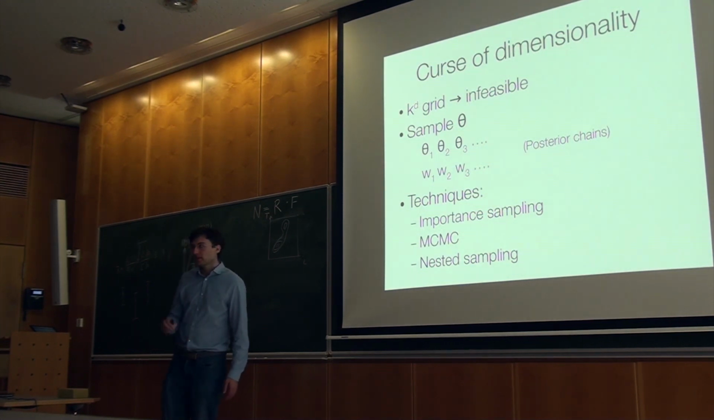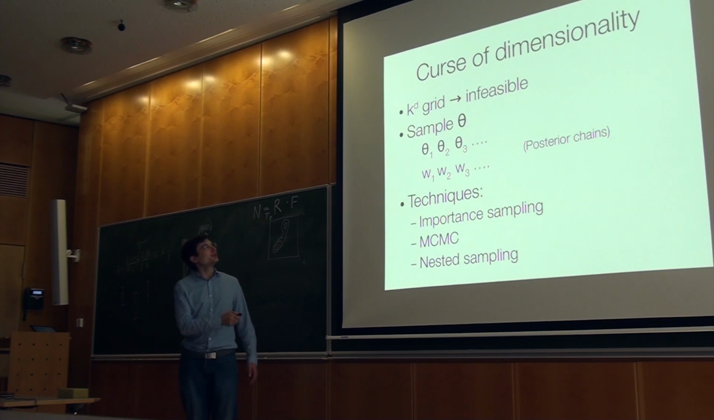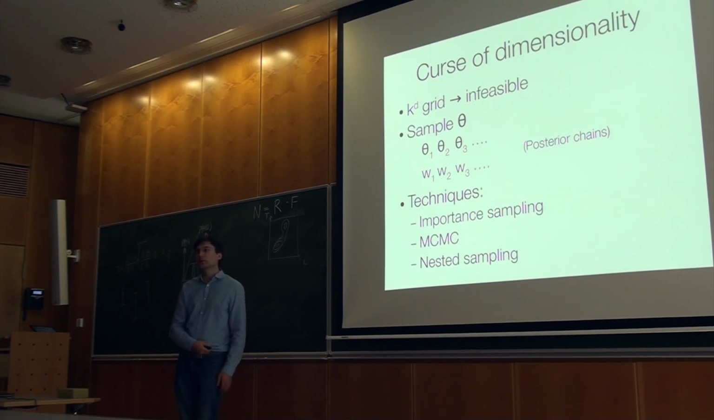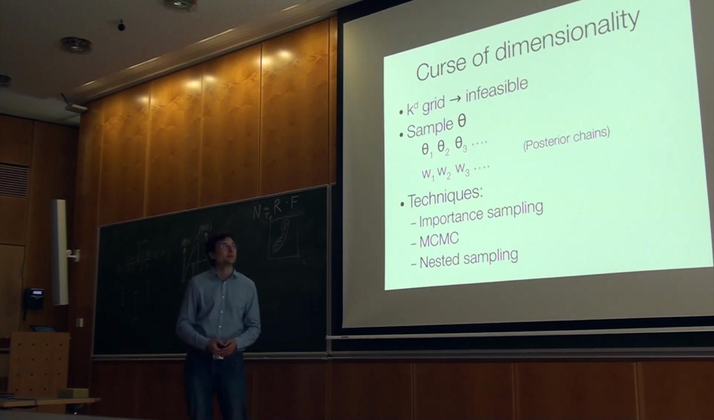Right, so this is with grids. Grids don't work because if you have, let's say you make a grid with 10 points in one parameter and 10 points in another parameter, and you keep going and adding parameters, then you will have k to the d points to evaluate, and that quickly becomes infeasible. It's called the curse of dimensionality. So we need to have smarter techniques to explore the entire parameter space.